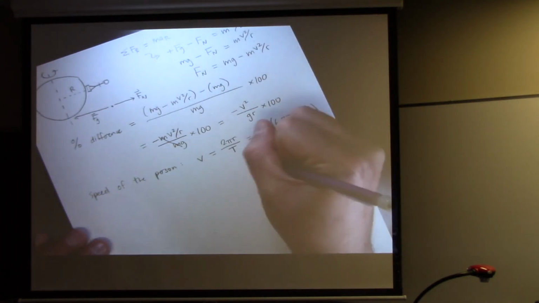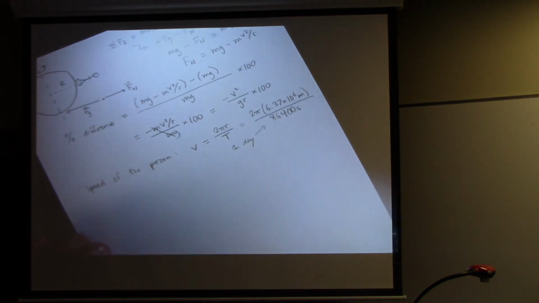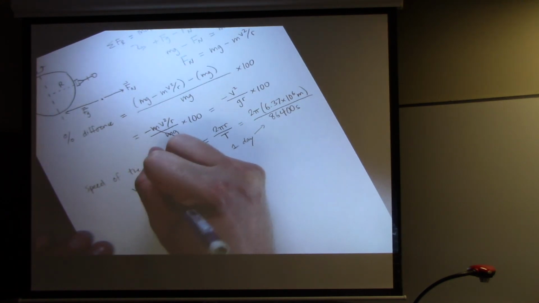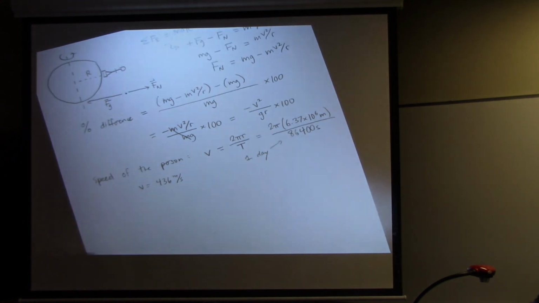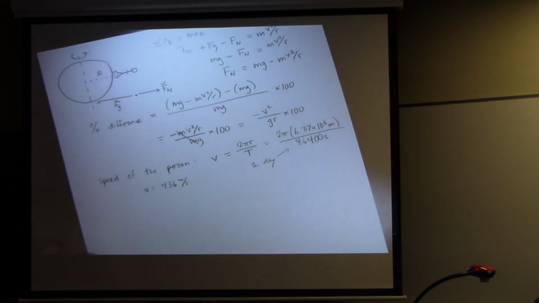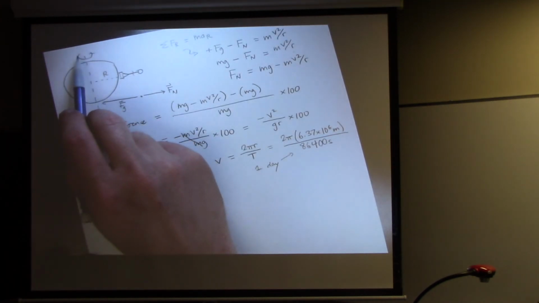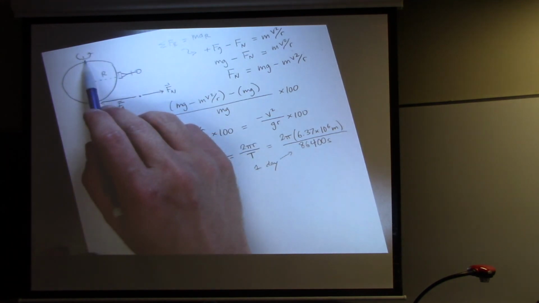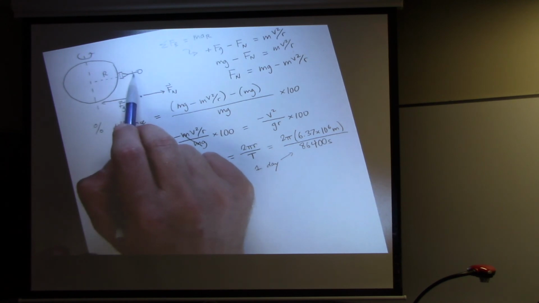And then again, that's just one day. So the speed is, if you work it out, 436 meters per second. So that's how fast you're moving if you're at the equator. Okay? And notice that, let's say you're at the poles, like the North or the South Pole, your v is actually 0 because you're only moving if you're off of the axis of rotation.